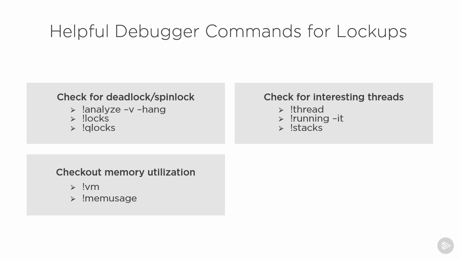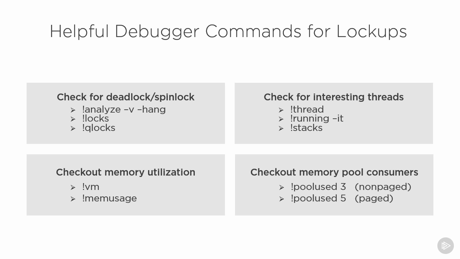Another good debugger command to check out the memory utilization is !vm. This will show you the virtual memory utilization, the available RAM, page file space, memory pools, etc. You can also look at the physical memory utilization with the !memusage command. Finally, if you do suspect a memory issue, you'll want to check out the memory pool consumers. You could do so with !poolused 3 to look at non-paged pool, and also !poolused 5 to look at the paged pool.